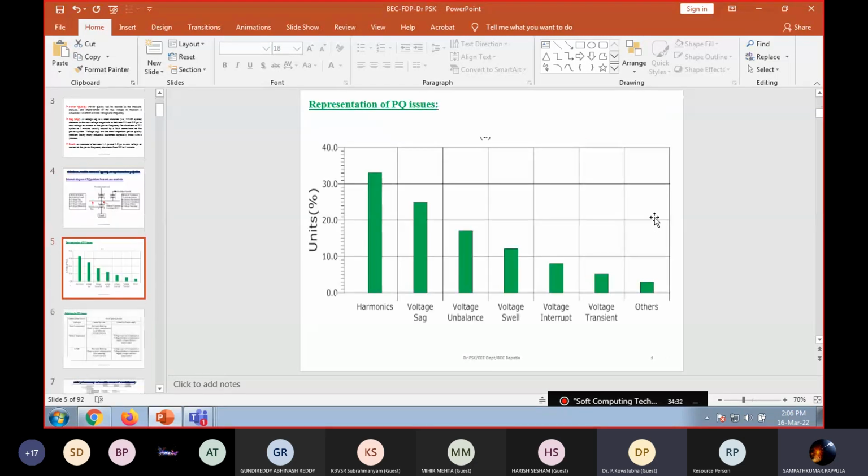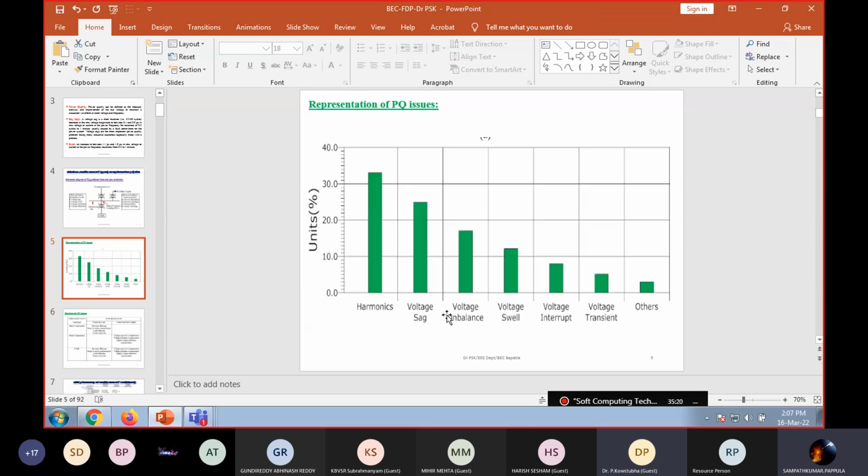So now we will see this representation of the power quality issues, how the problems are faced in the power systems because of the harmonics. Up to about 30% of the level is affected in the power system, in voltage sags nearly 25%, and due to voltage unbalances nearly 20% is affected, and because of swells 15%, and then voltage transients and others. So this shows how the sags or swells affect the power systems.